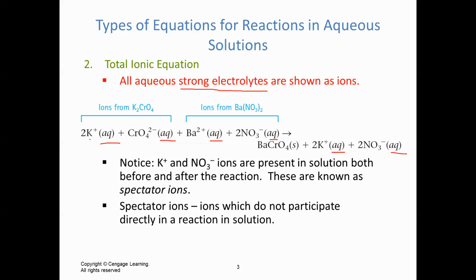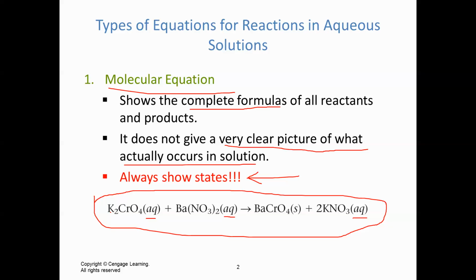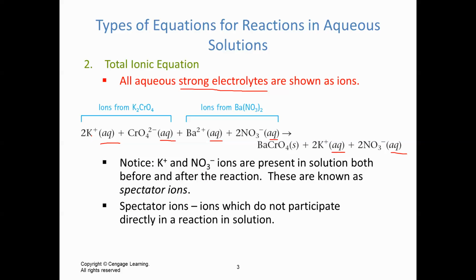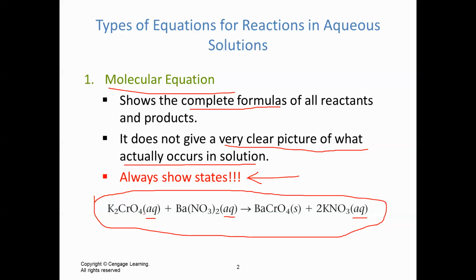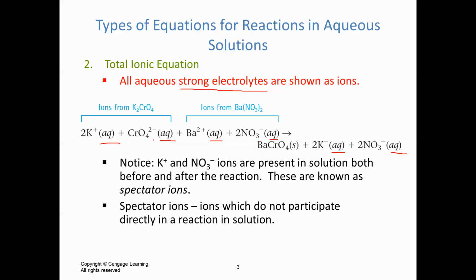Other important things: don't break down polyatomic ions into individual atoms. You're going to have to remember which items are polyatomic ions and which ones aren't. If we go back to the previous slide, we can see K2. K2 is not a polyatomic ion, so we're going to break that apart into two potassium ions. But this CrO4, that's called the chromate ion, that one we are not going to break apart. So chromate stays CrO4 2-. Be careful. Don't break apart polyatomic ions. Make sure you show states.